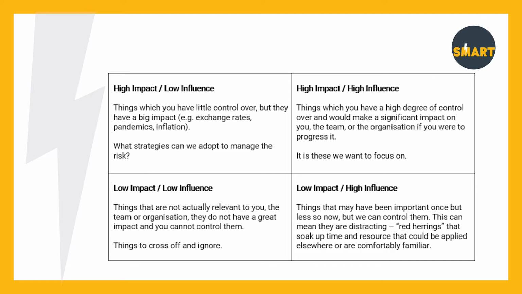So the next thing to do for you is to just create in front of you a matrix with impact on the vertical axis and influence along the horizontal axis. High, low, high, low. So the top right hand corner we have a quadrant which says high influence, high impact. Top left hand corner we have high impact, low influence. Bottom left hand corner, low impact, low influence. Bottom right hand corner, high influence but low impact.